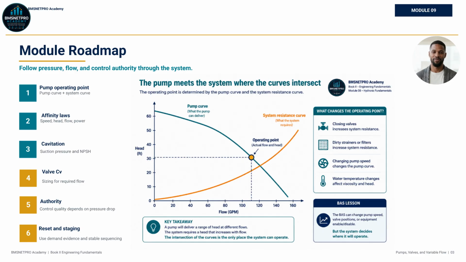Here is the path through the module. We start with the pump operating point, because the pump and system curves decide the real flow condition. Then we look at the affinity laws, which explain why variable speed can save energy when the system actually allows flow and pressure to reduce. Next, we talk about cavitation and suction conditions, because a pump can be enabled and still be unhealthy. After that, we move into valves, starting with CV and then valve authority. We finish with differential pressure reset, parallel pump staging, and variable flow troubleshooting. Keep one idea in mind. A variable flow system performs well only when the pump supplies the pressure that the active flow paths require.